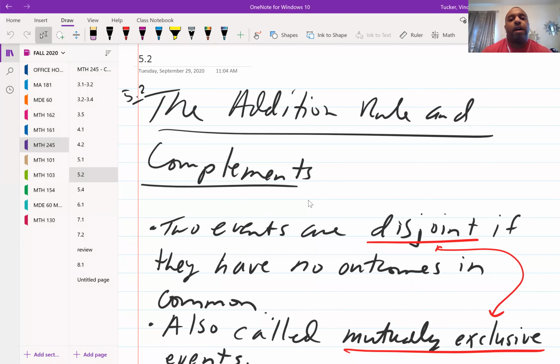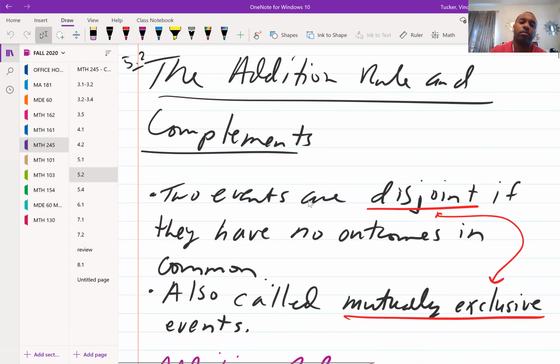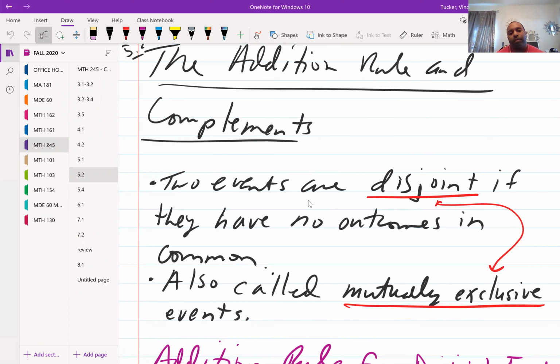All right, so we're looking at section 5.2 today, the addition rule and complements. Two events are disjoint if they have no outcomes in common, also called mutually exclusive events. So mutually exclusive and disjoint are the same thing.